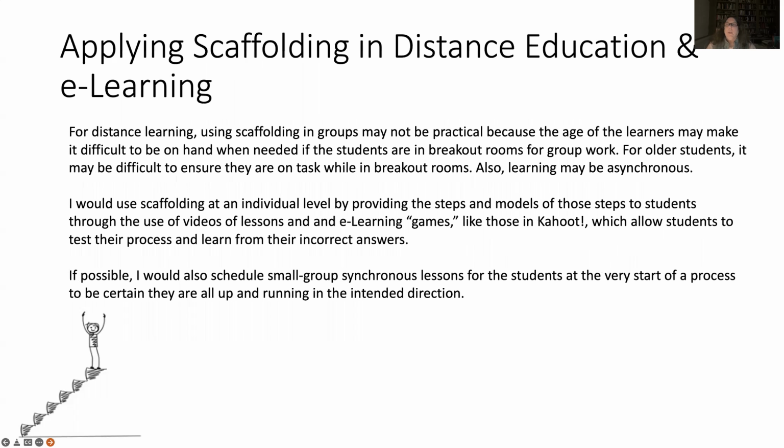So the question is, if this depends on interaction between the student and the teacher or the students and each other, then how are you going to do this in a distance education mode, especially if you have asynchronous communication? I think the way to do it in asynchronous communication is to use e-learning in the form of games like those in Kahoot, because you can design those games so that they can give immediate feedback, suggest other alternatives, and walk the student through in the same way that the teacher would. I think you're still going to need some one-on-one contact, but I think you can do a lot of the work that way with e-learning tools.